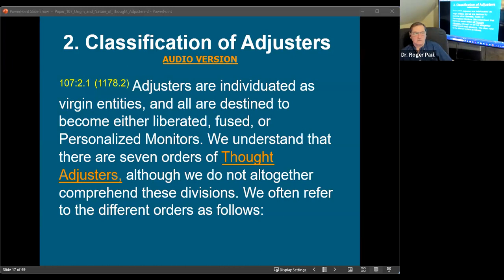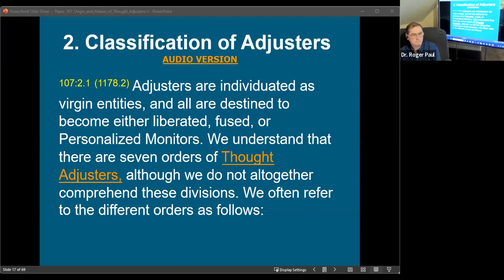Okay, here we go. So we're in section 2, classification of the adjusters. We talked a little bit about this last time, about the different types of adjusters, some of them being virgin and some of them being not virgin. We're going to go through this tonight. Let's have Diane start out. Would you take the first one, Diane?